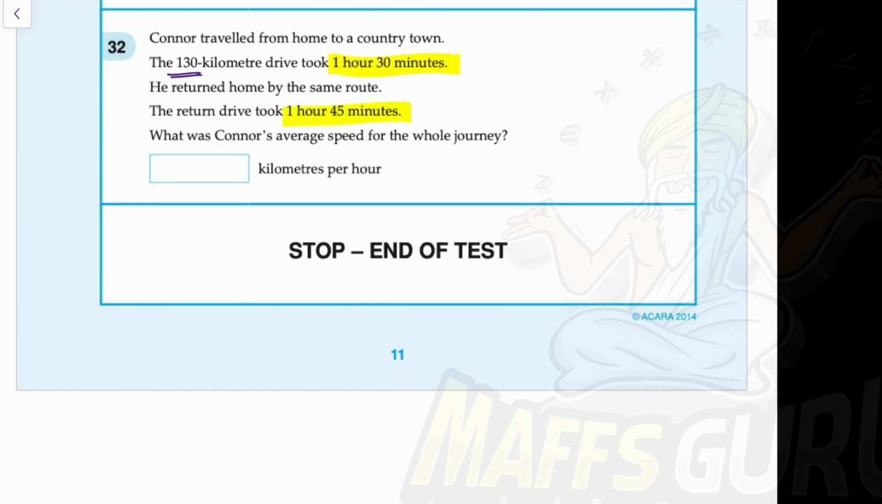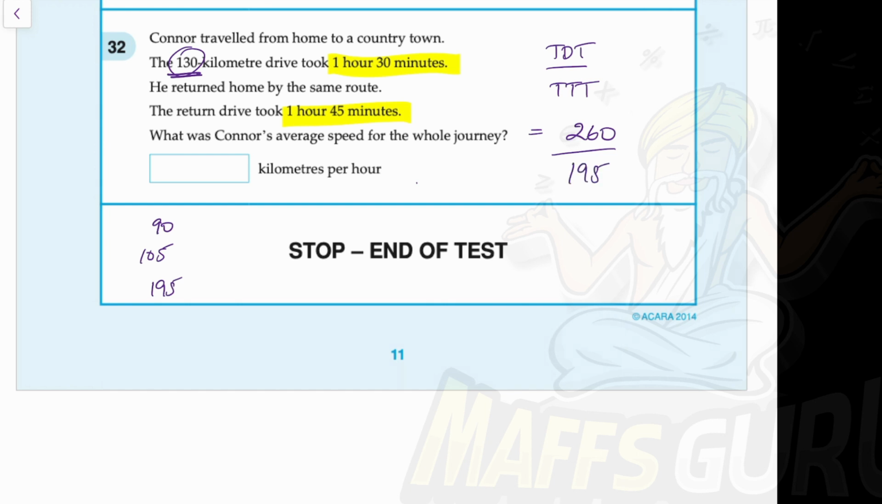Right, average speed is total distance travelled divided by total time taken. So what was the total distance? Well, it's 130 there, 130 back, which is 260. An hour and 30 minutes. In many cases, it's probably going to be easier to do it in terms of minutes for the moment. Alright, we're going to do this in minutes and then convert. Okay, so 260 divided by 195.